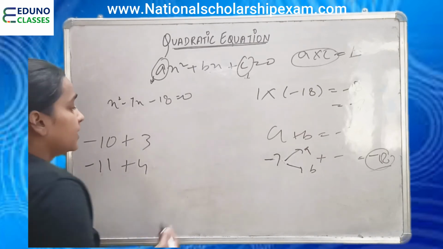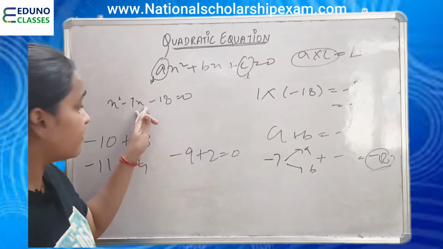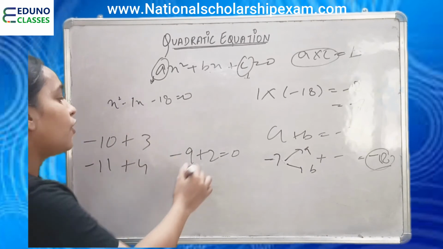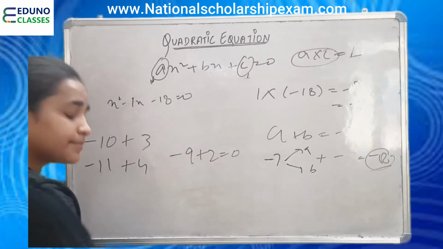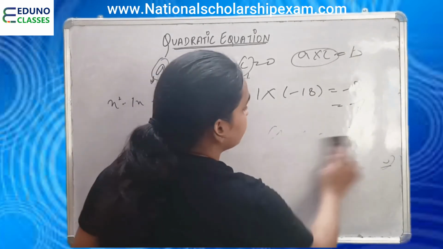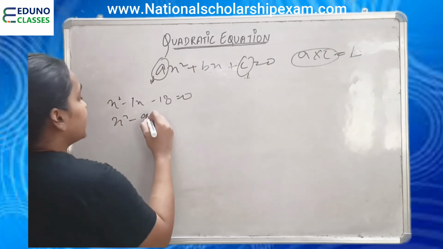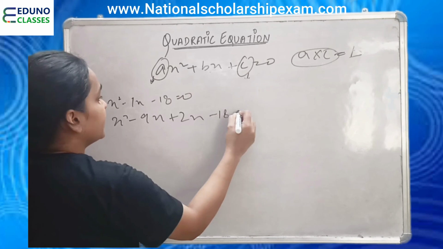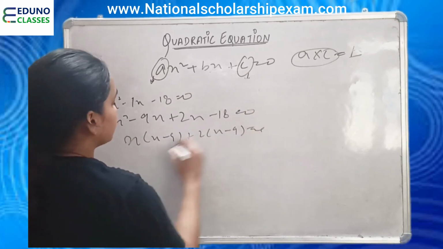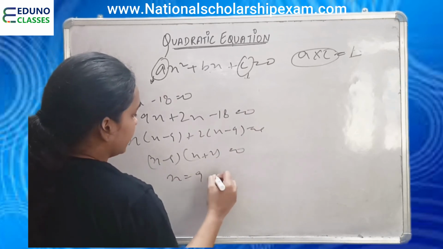What else can we do? Now let us see. Minus 9 plus 2. Yes, now minus 9 plus 2 is giving me minus 7, so I am not changing anything in the middle. And also minus 9 into 2 gives me minus 18. So I will use this one. x square minus 9x plus 2x minus 18 equals 0. x into x minus 9 plus 2 into x minus 9 equals 0. x minus 9 into x plus 2 equals 0. x equals 9 and minus 2.